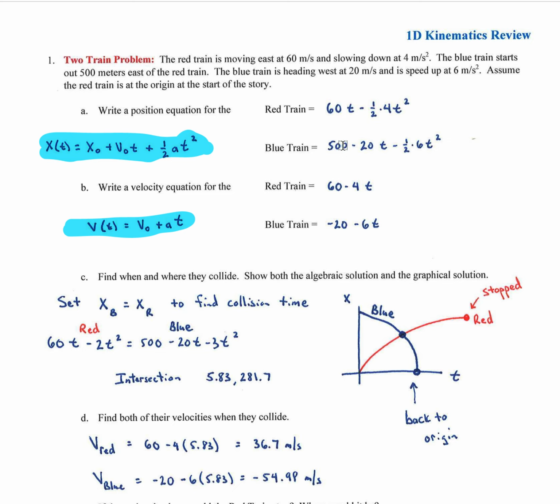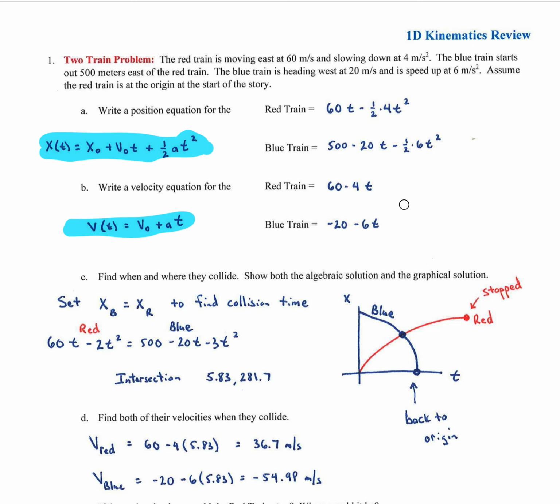The blue train started out to the right at 500, but it's moving left at 20, and it says it's speeding up. Since the velocity was negative, I also used a negative acceleration. Remember, negative velocity, negative acceleration will be a speed up. Then I wrote the velocity equations, which are the easier ones to write: 60, slowing down at 4; negative 20, speeding up at 6. As time goes, the blue train is going to get more and more negative in terms of its velocity, which does mean it's getting faster.